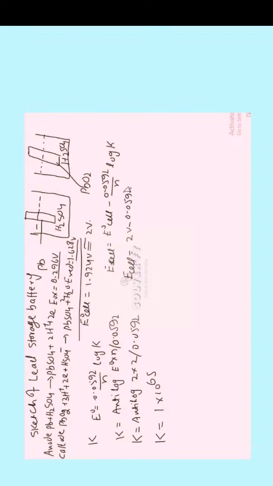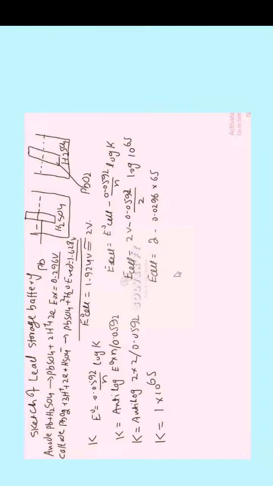0.0592 divided by n, where n is the number of electrons lost and gained, that is equal to 2 electrons, and log of K is equal to 10 raised to the power 65. E cell is equal to 2 volt minus 0.0296, when we divide 0.0592 by 2, so we get 0.0296, and log of 10 raised to the power 65 is equal to 65.